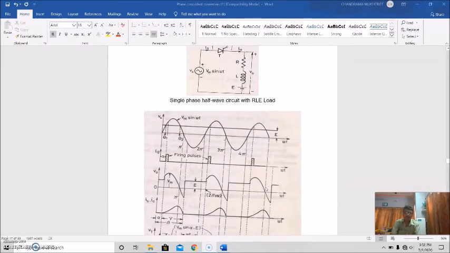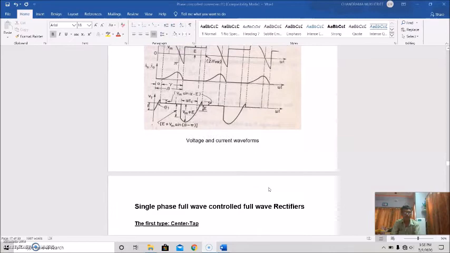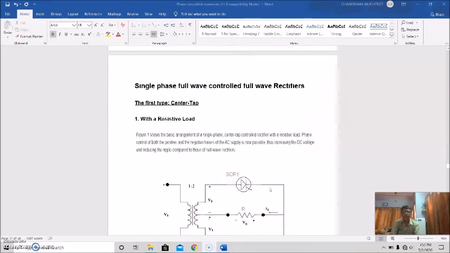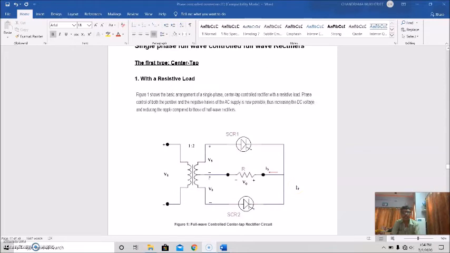Now we'll start a new topic, that is the single phase full wave rectifier. Single phase full wave rectifiers are of different types, center tap and bridge rectifiers. We will first start with center tap. Let us discuss this circuit diagram. So this is a full wave controlled center tap rectifier circuit with resistive load.